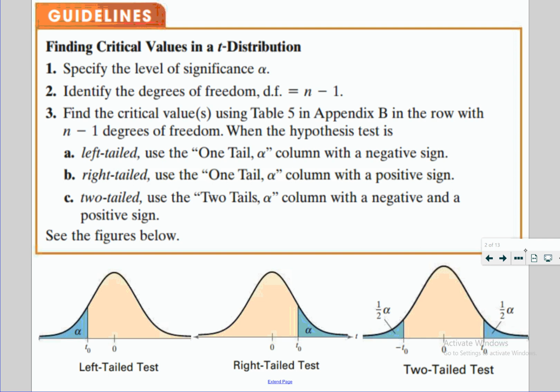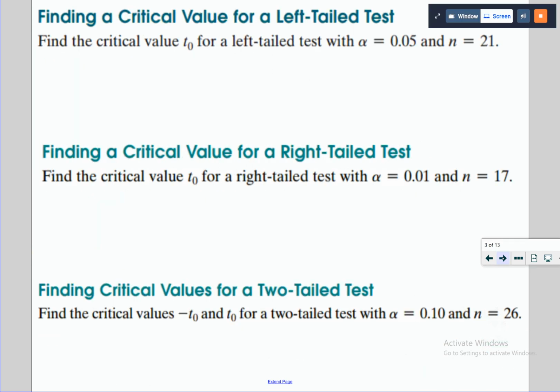So if it's a left tail test, we make it negative. If it's a two-tail test, we put a plus or minus in front of it. This is going to be the one instance where right tail test is actually less work, because the right tail test, we want the positive t, and that's exactly what we have. All right, so we're going to do these three. Just practice finding that critical value.